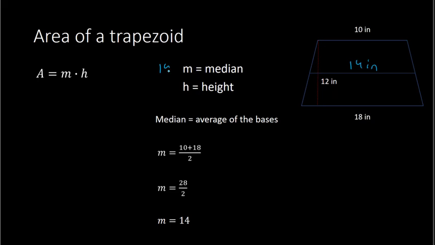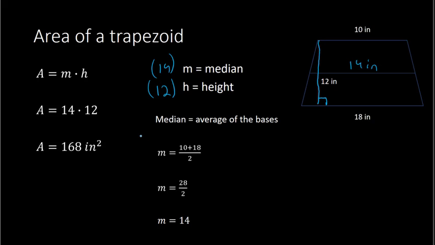So we found the median, and now the height, remember, is going to be a perpendicular distance. The height for a trapezoid is this perpendicular distance from base to base. So this distance connecting the two bases, that is your height. So here our height is 12. To find the area, we take median times height, so 14 times 12, which would give me 168, and the units are square inches. So 168 inches squared.